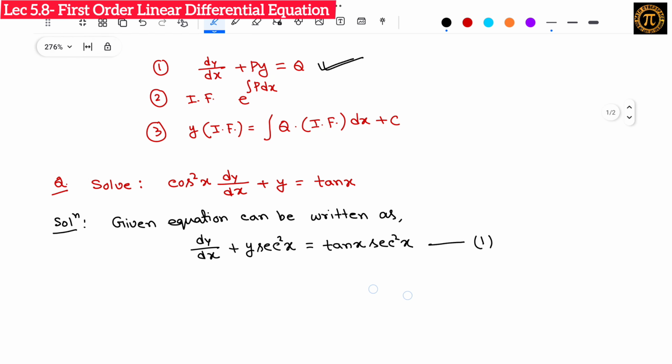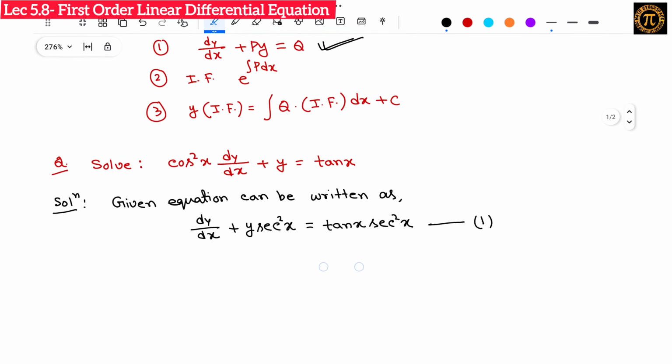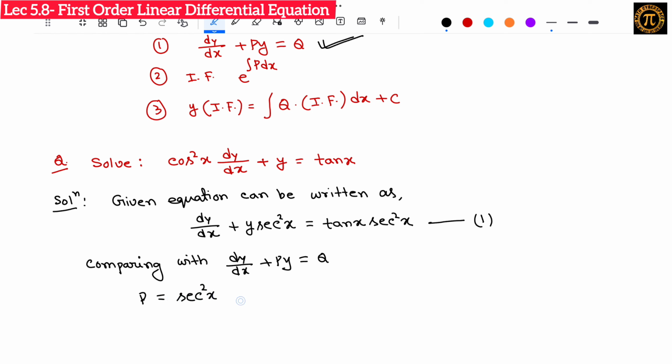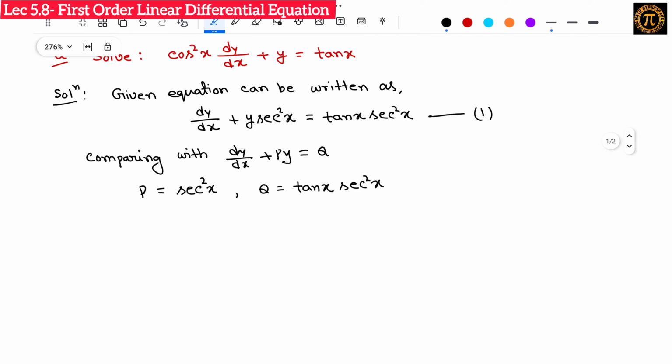Now we can compare this equation with the general form dy/dx plus py equals q. So what is p? P is equal to sec square x, and what is q? Q is equal to tan x sec square x.